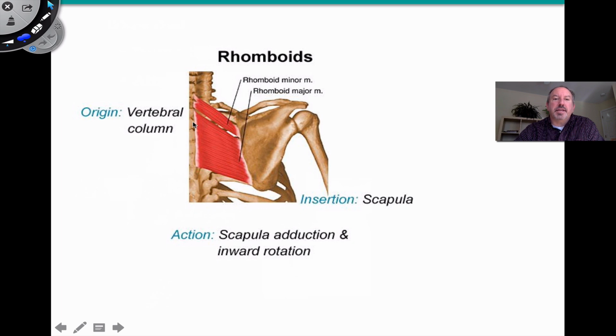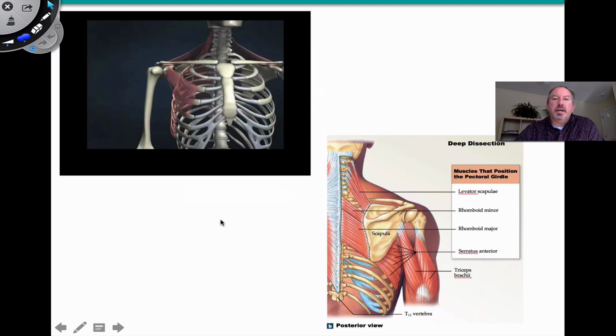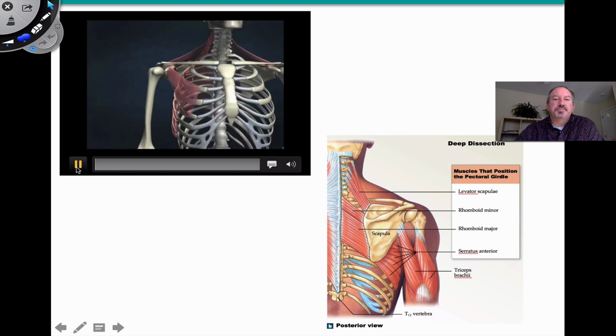And again, it attaches to the vertebral column, and its insertion right there, the movable bone, is the scapula right there on the border. Okay. All right, and let's take a look at that.